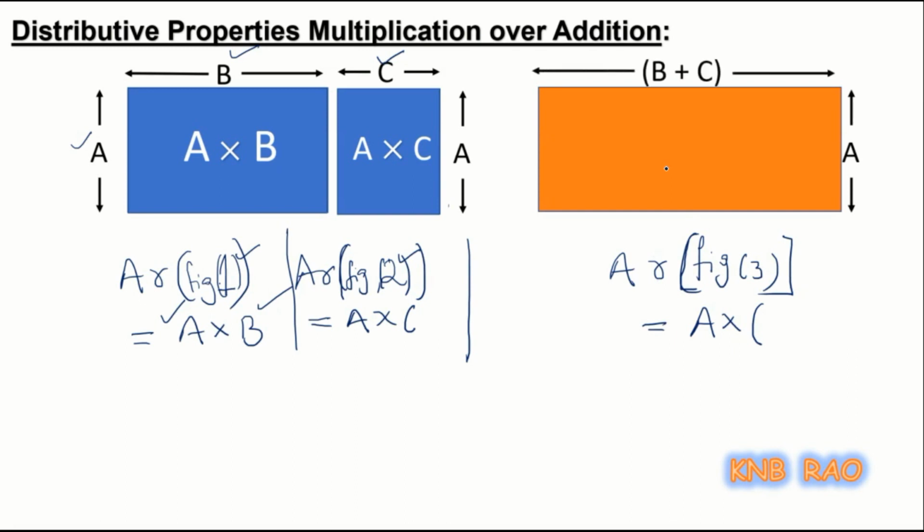How does this B plus C come? I will answer once I write the area of this. If I know the dimensions of this bigger rectangle as A and B plus C, then its area must be A into B plus C. Now how this B plus C comes, I will answer through demonstration.